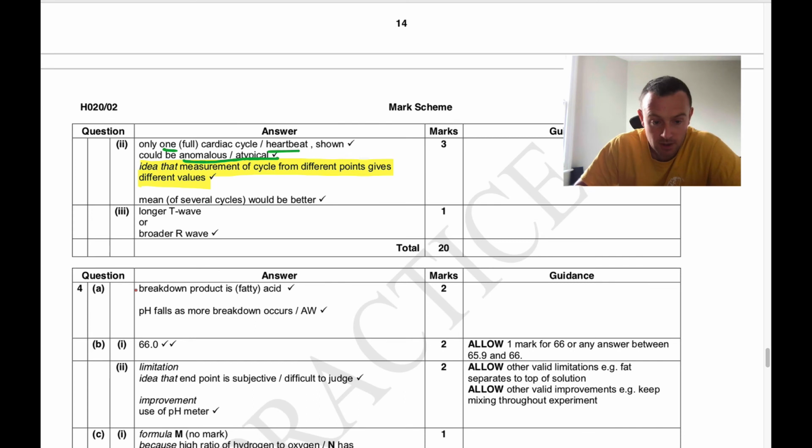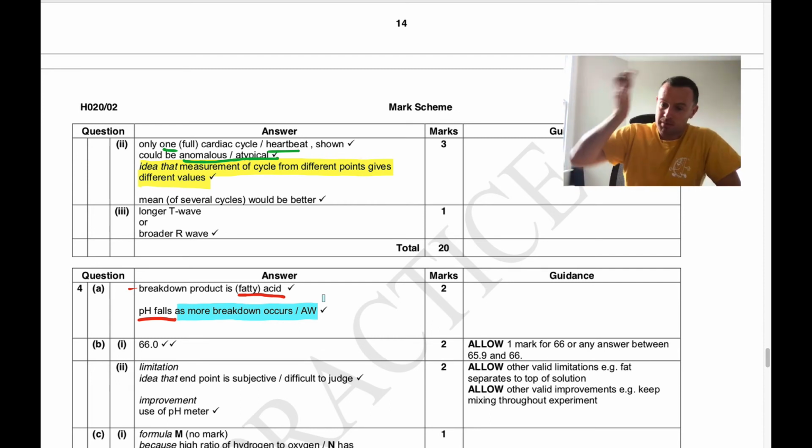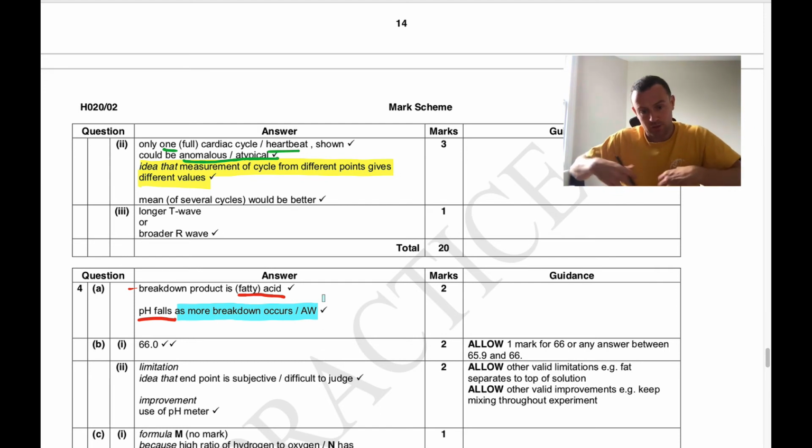If we look at the mark scheme, the breakdown product is the fatty acid, and you have to say that the pH falls. And actually I may have been a bit too generous with this one because it says as more breakdown occurs. So I think you have to get the idea that as the triglyceride is being digested, it gets more and more acidic because more and more fatty acids are released from the glycerol molecules. So maybe that's just a little extra bit to include when you're marking your paper.